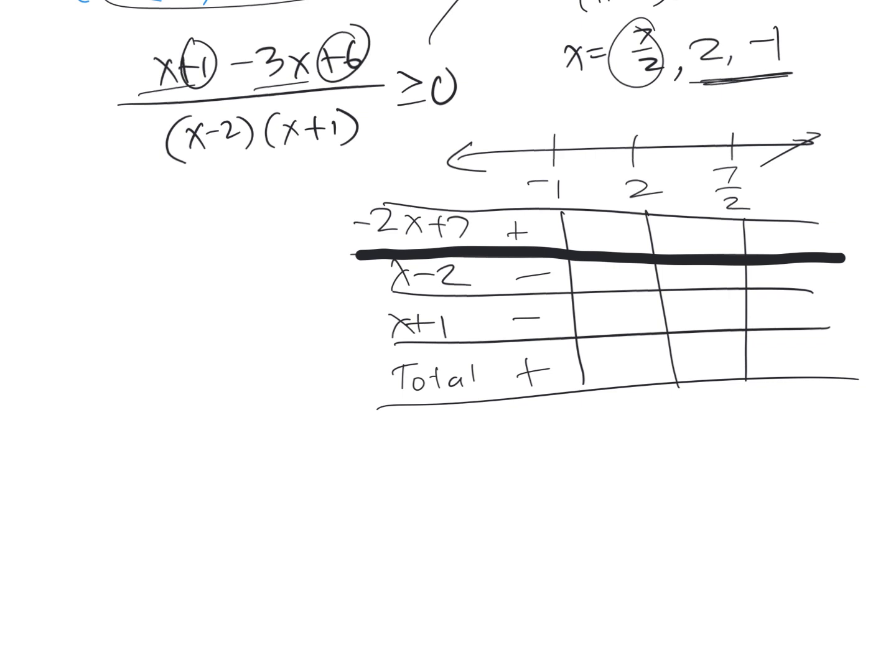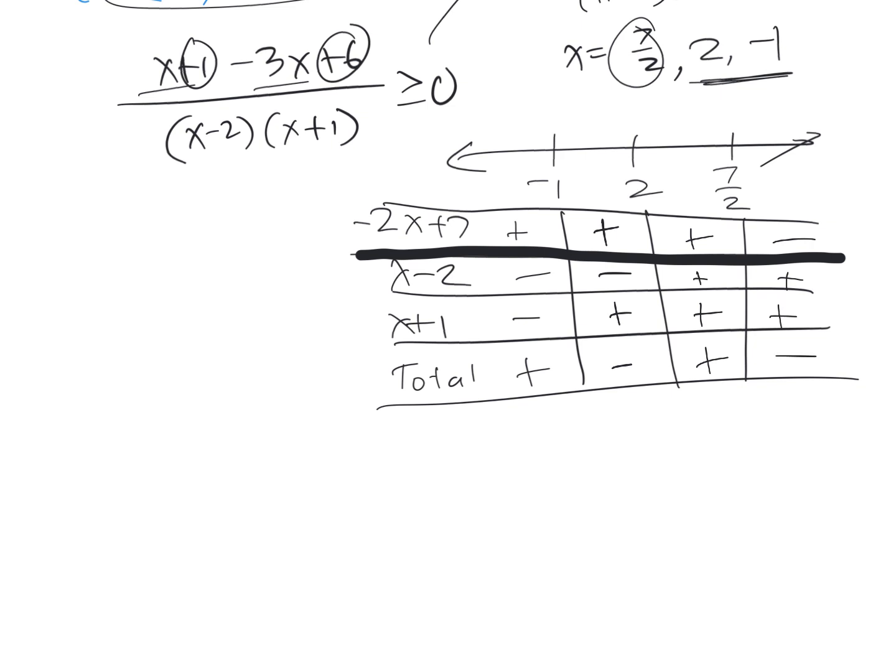Okay, stop doing that. Next, between -1 and 2 is 0. 0 plus 7 is positive. 0 minus 2 is negative. 0 plus 1 is positive. That'll give me a negative. Okay? Between 2 and 3.5, we have 3. So 3 times -2 is -6 plus 7 is positive. 3 minus 2 is positive. 3 plus 1 is positive. That's positive. And bigger than 7/2 is 1 trillion. Times the negative is going to be a big negative. 1 trillion minus 2 is still positive. 1 trillion plus 1 is positive. Multiply those together, you get negative.